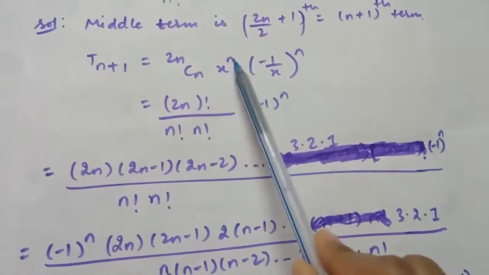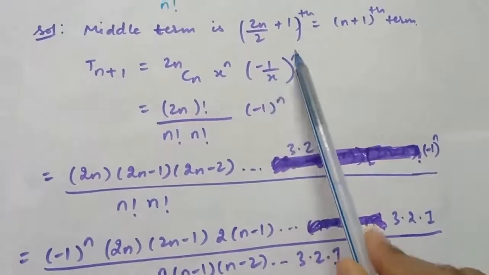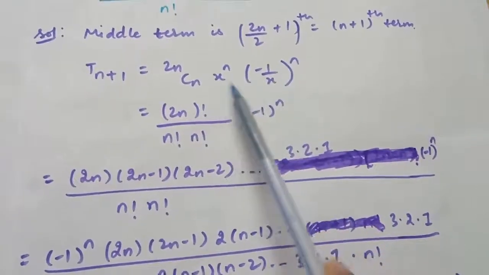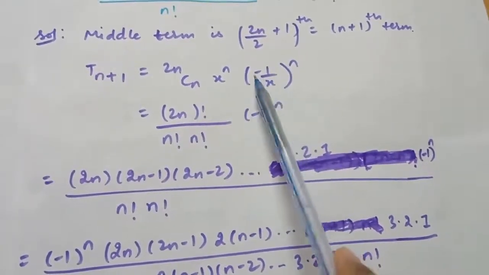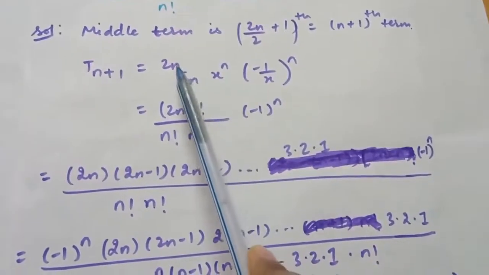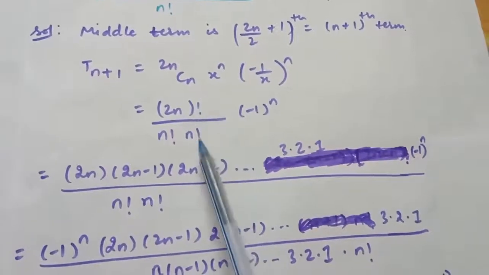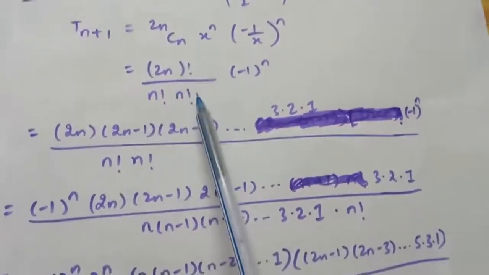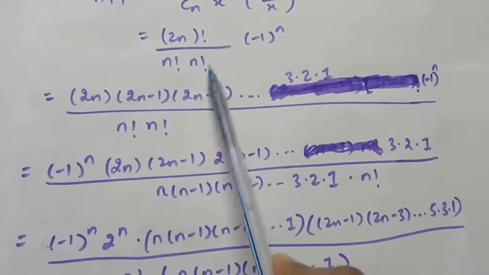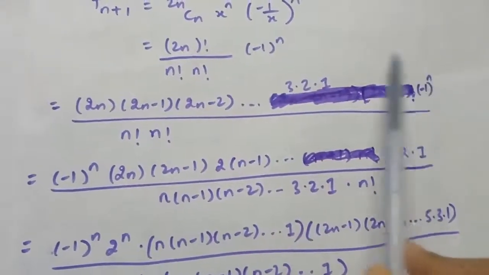Now see, this is x raised to the power n. Here also in the denominator this is x raised to the power n. So x raised to the power n gets cancelled. Now minus 1 raised to the power n as it is, and writing this 2nCn as 2n factorial upon n factorial into n factorial. Right? Now minus 1 raised to the power n as it is.